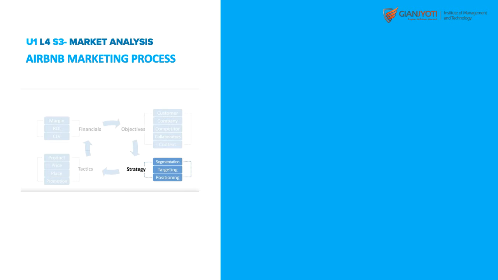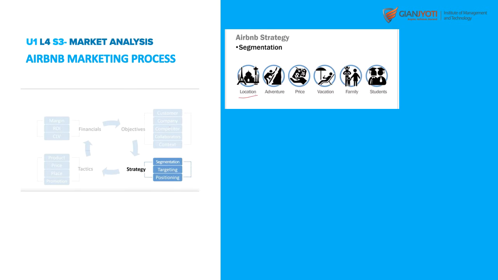We move on to the strategy, which is STP: segmentation, targeting, and positioning. When we talk about segmentation, Airbnb has segmented their customer base into, say, 6 categories. In terms of location, some people would like to visit a particular place, like recently during Eid, most of the people would like to go for their Hajj. So the location is fixed.